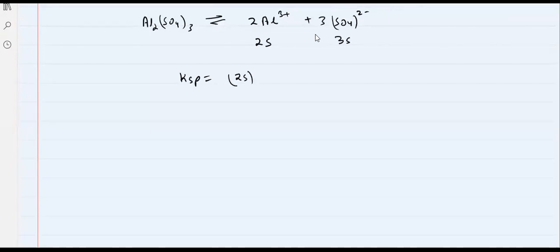2s whole power 2, into 3s whole power 3, which is 4, 2 square into 27, 3 cube into s to the power x plus y, which is 2 plus 3. This is the formula, right? Which is 108 s to the power 5. Got it, everyone? Everyone got this?